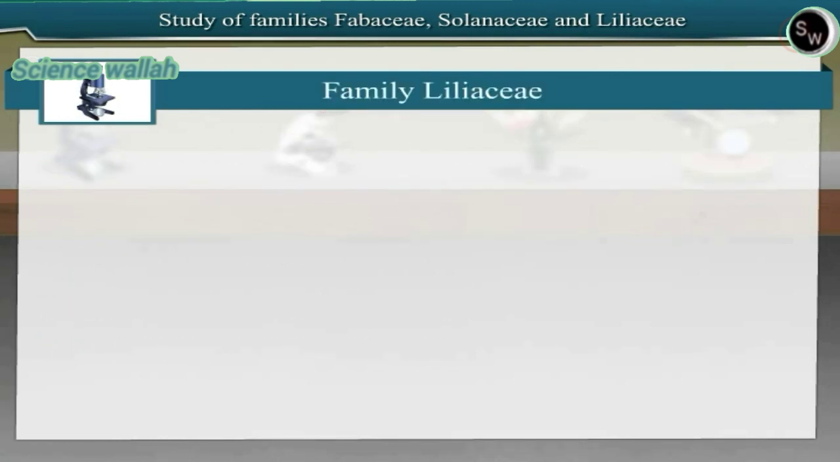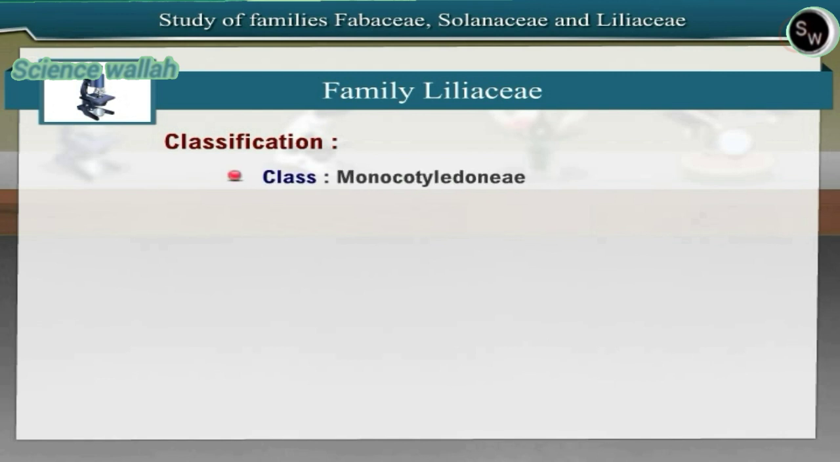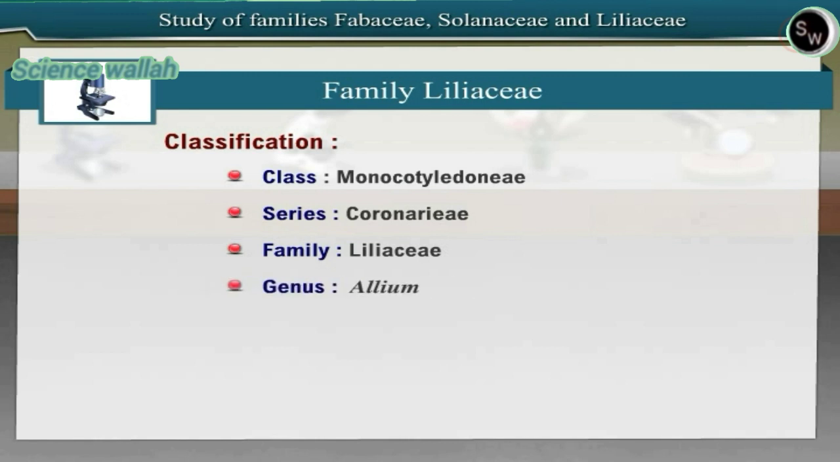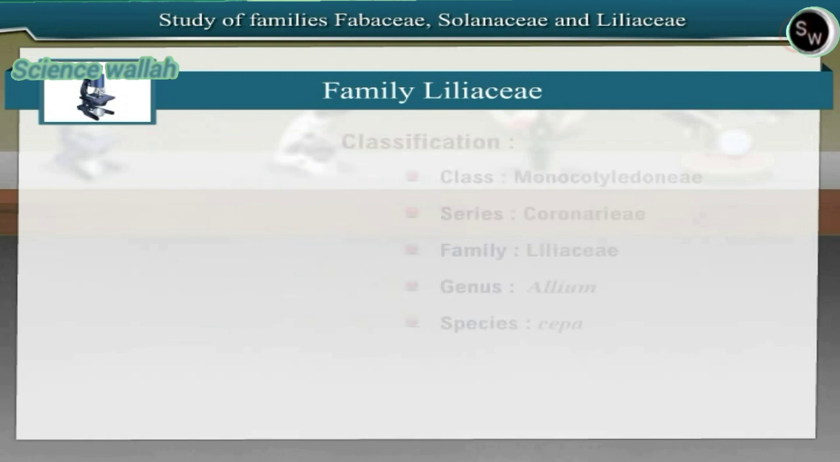Family Liliaceae. The third family which we will study is Liliaceae. Classification. Class: Monocotyledonae. Series: Coronarieae. Family: Liliaceae. Genus: Allium. Species: cepa. Distinguishing characters of Liliaceae are as follows.